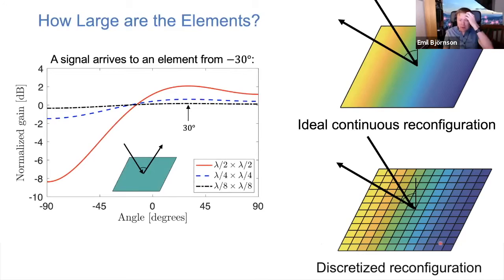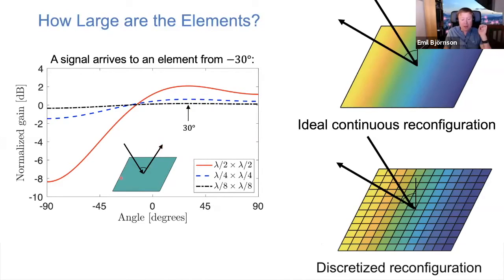If you zoom in at one of these elements, and you say that the signal is coming in from minus 30 degrees here, then we know from what we call Snell's law that if you have a passive surface, the signal will go out with the same angle from the orthogonal direction here. So we will be strongest in the plus 30 degree direction.